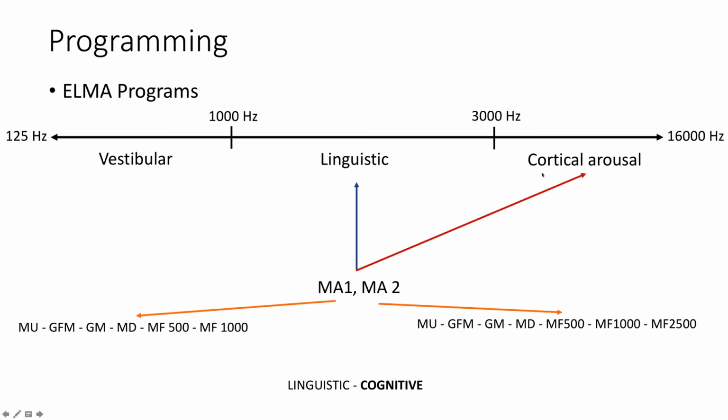So when you look at this, the way you're going to do a program is the same. Okay, you have to decide which musics you want to choose in function of the listening test, in function of the possibilities of adaptation of your clients that's behind the listening test. So you have to take into consideration how is the vestibular part, the linguistic, and the cortical arousal area, or the zone 3.